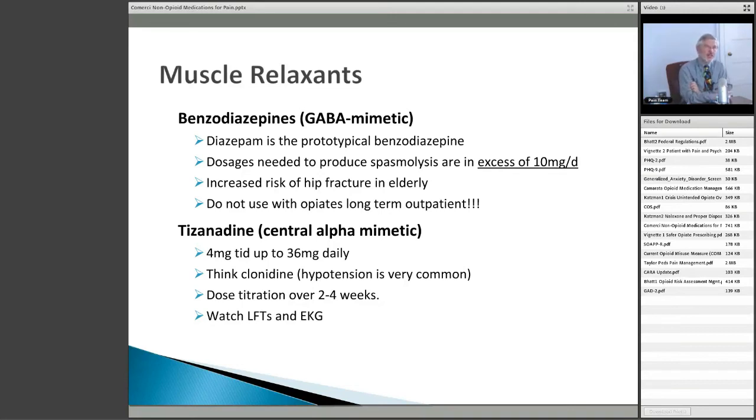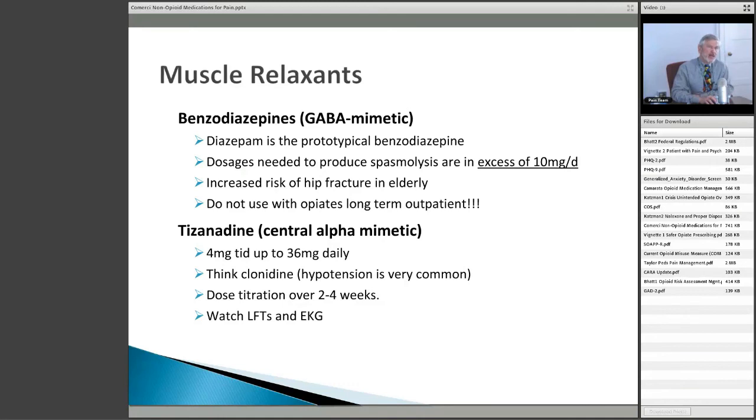Tizanidine, I use a lot of this. This works as a central alpha mimetic. What that means is it tells the sympathetic centers to reduce their output peripherally. Reduced sympathetic output to the muscle results in relaxation. I generally start it very low at 4 milligrams. The maximum dose is 36, but I've got to tell you, I've never gotten anybody up that high. It's too much of a hypotensive drug to get up that high. Indeed, when you use this, think that you're using clonidine, basically. You're using something like clonidine, which is an antihypertensive. They're pharmacologically almost identical. So titrate it slowly, watch the blood pressure.